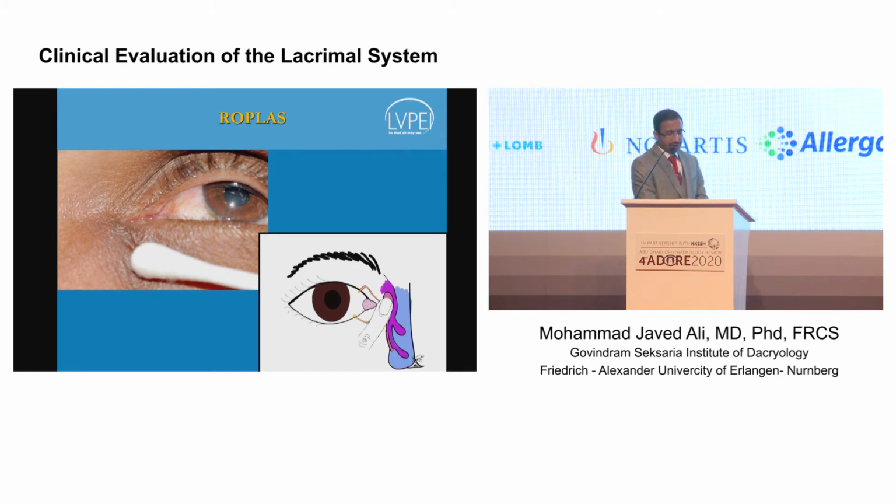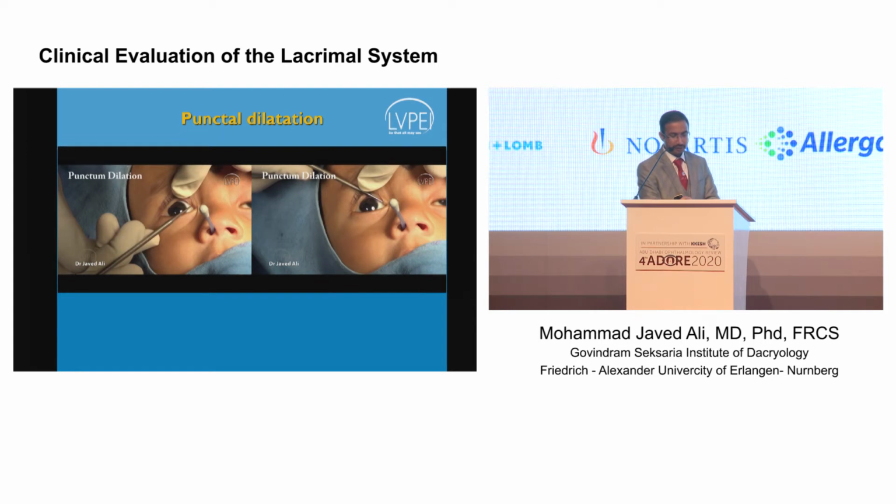And once that happens, then you go stepwise towards Ropla's examination. Ropla's is regurgitation on pressure over the lacrimal sac area. That indirectly gives, it's not foolproof, but indirectly gives for many patients an idea that this is probably a nasolacrimal duct obstruction that we are dealing with. And once that happens, you go ahead and say, for example, if Ropla's is negative, if FDDT is unequivocal, then you would go ahead and irrigate the patient.